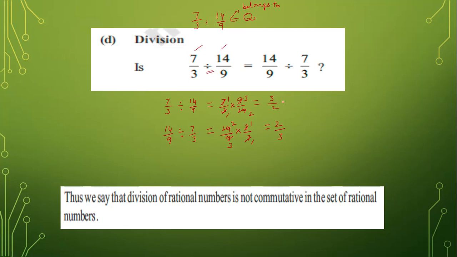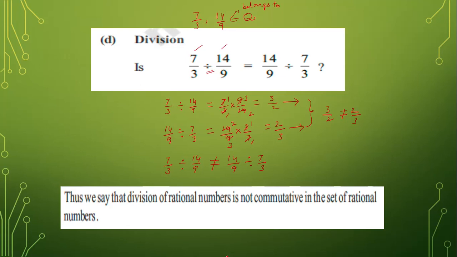In the first instance, we get 3 by 2. In the second instance, we get 2 by 3. What do you say about these two? Are these two equal? Is 3 by 2 equal to 2 by 3? No, 3 by 2 is not equal to 2 by 3. In these two cases, 3 by 2 is not equal to 2 by 3. Hence, what can we conclude? 7 by 3 divided by 14 by 9 is not equal to 14 by 9 divided by 7 by 3.